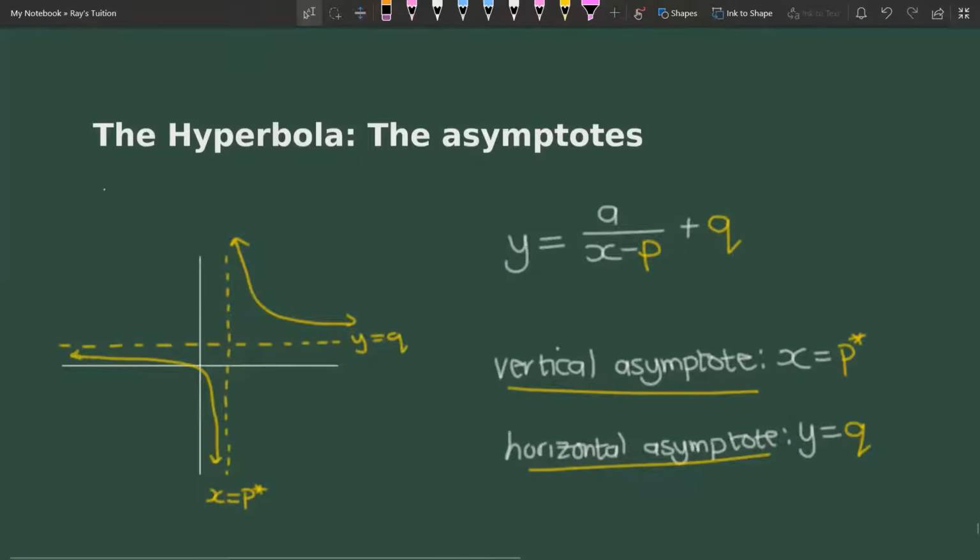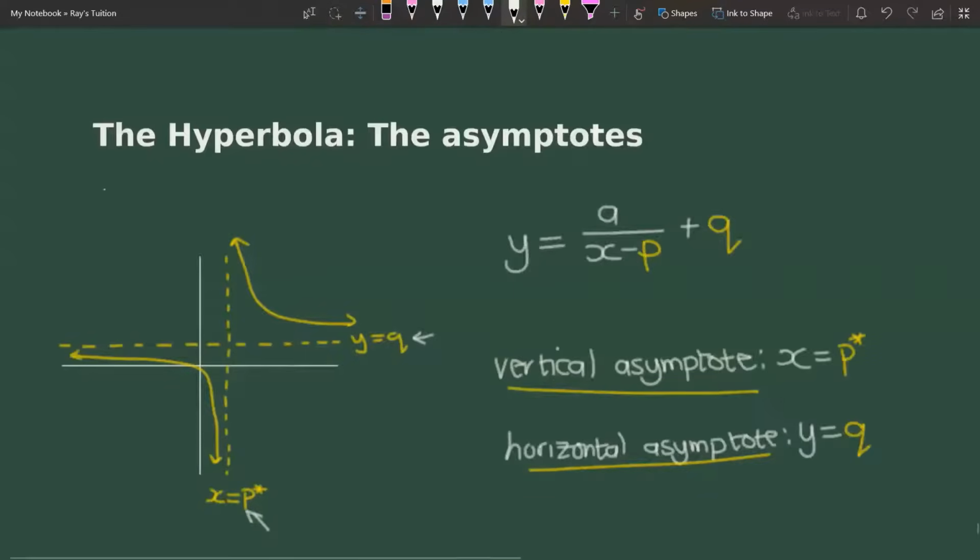An asymptote is a line that the function approaches but never cuts. So it gets closer and closer and very, very close, but it will never ever touch that line. The hyperbola has two asymptotes. It has a horizontal asymptote and it has a vertical asymptote.